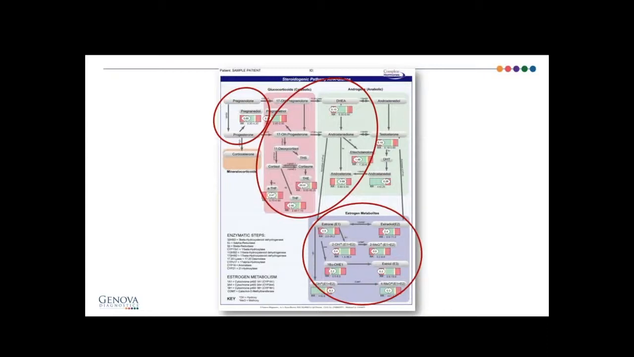So we're going to look at, as progesterone and pregnenolone move downstream towards the estrogens, how are they doing in terms of the production of cortisol and the glucocorticoids and the androgens, the DHEA and the testosterone? Because to balance a steroidogenic pathway, that red catabolic and green anabolic section need to have balance as well.